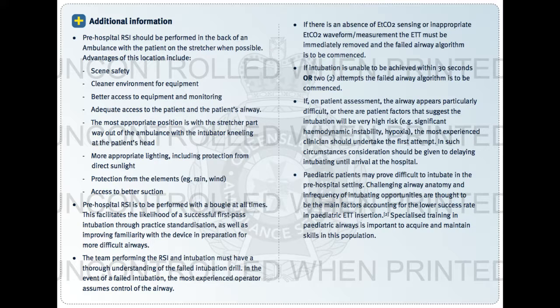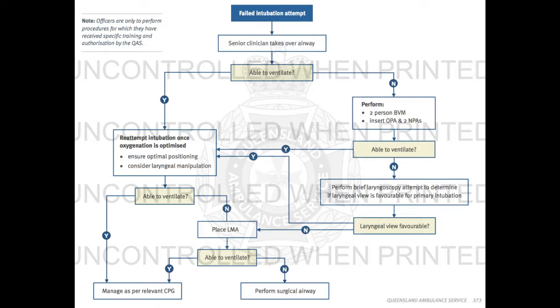In the event of a failed intubation, the most experienced operator assumes control of the airway. If there's an absence of end-tidal CO2 sensing or inappropriate end-tidal CO2 waveform measurement, the ETT must be immediately removed and the failed intubation algorithm commenced. And if intubation is unable to be achieved within 30 seconds or 2 attempts, the failed intubation airway is to be commenced. And this is the QAS failed intubation algorithm itself.